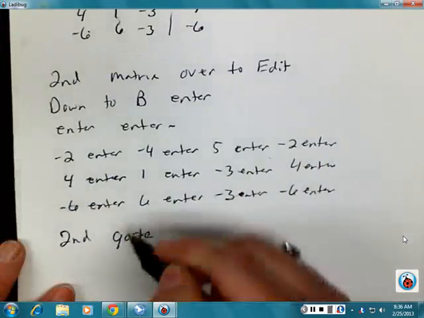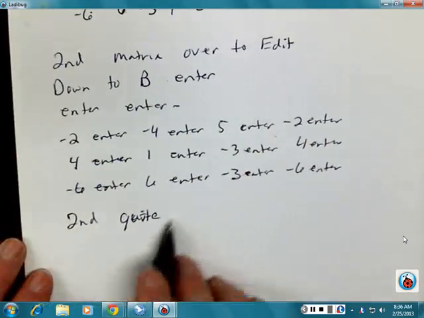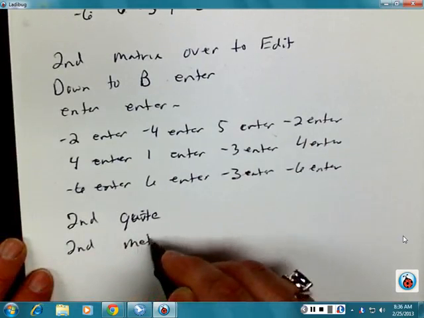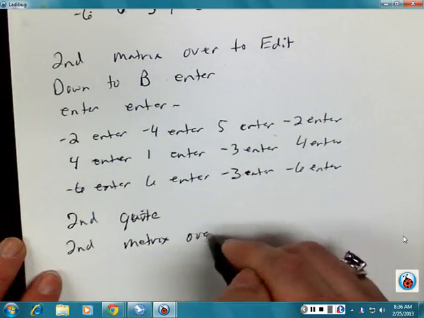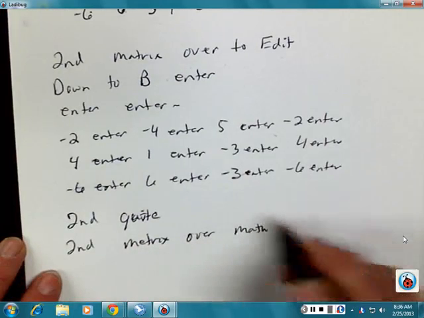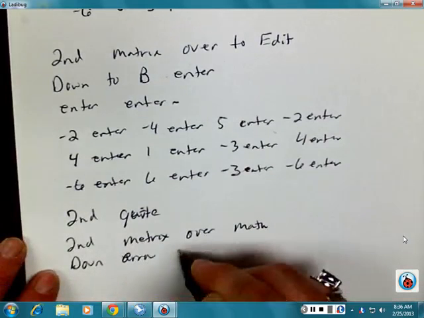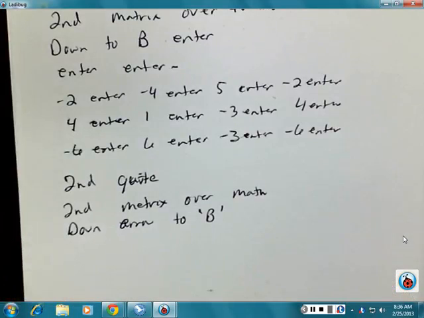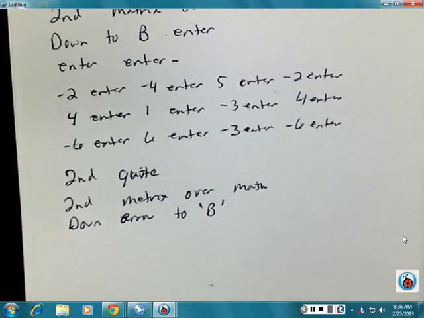Okay. So now, the next step is go second, quit. Because I have to get out of that whole thing altogether. I can't just leave it there. And now I'm going to go second, matrix. Where to? Over to math. And down arrow to B. Now, we all know where B's at, right? Our poor calculators do have B in there. Okay. And then hit enter.